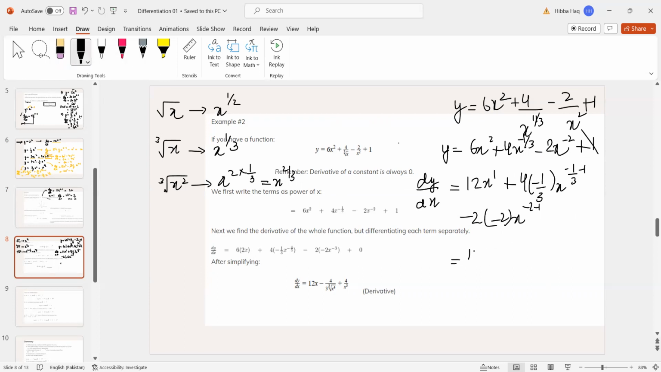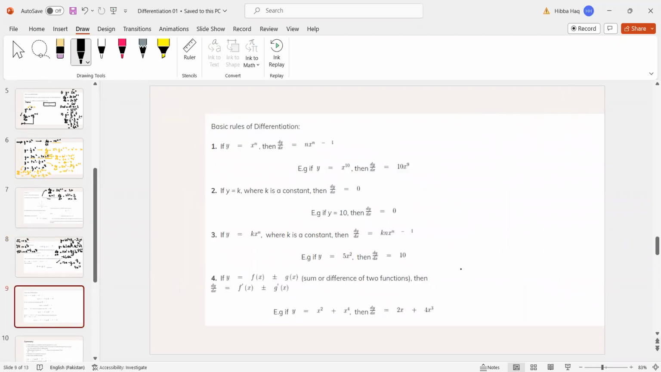So this gives me 12x minus 4 upon 3 x. Now you're going to just take the LCM here, multiplied with 3 and 3. That gives you minus 4 upon 3 plus 2 into 2, 4, x minus 3. So this is going to be the differentiated function.